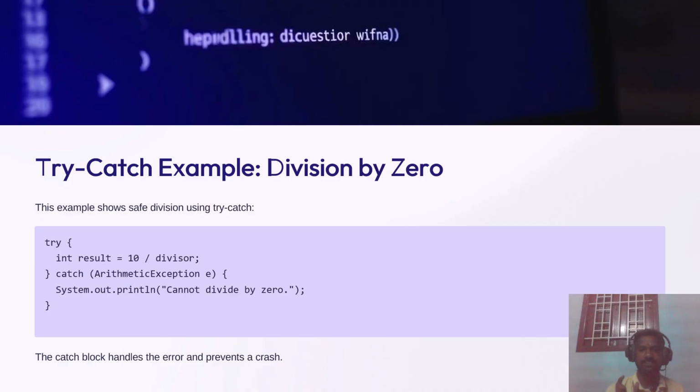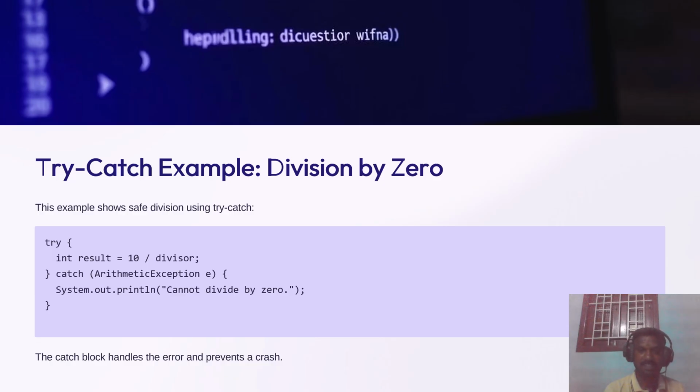This is a very simple example. Once you understand this particular program, we can easily follow other programs, even complex ones. So see that there are two blocks available. One is try, another one is the catch block. Inside the try block, we give one statement: result equals 10 divided by divisor. If the divisor value is 2, then 10 divided by 2 means the value 5 is stored in the result.